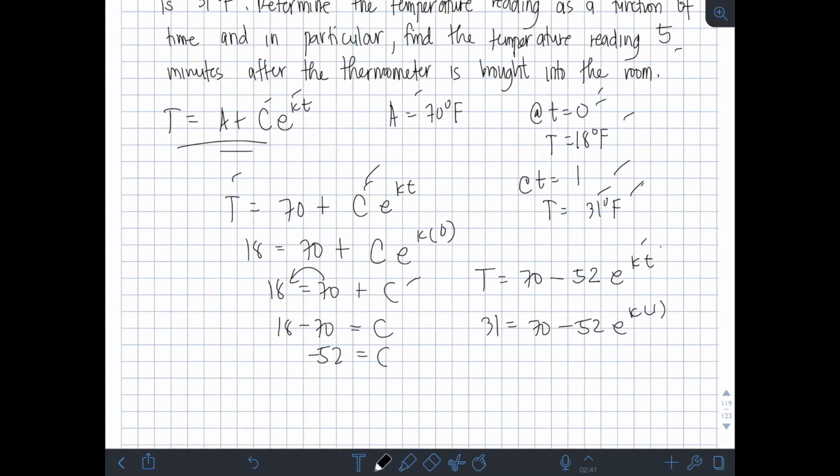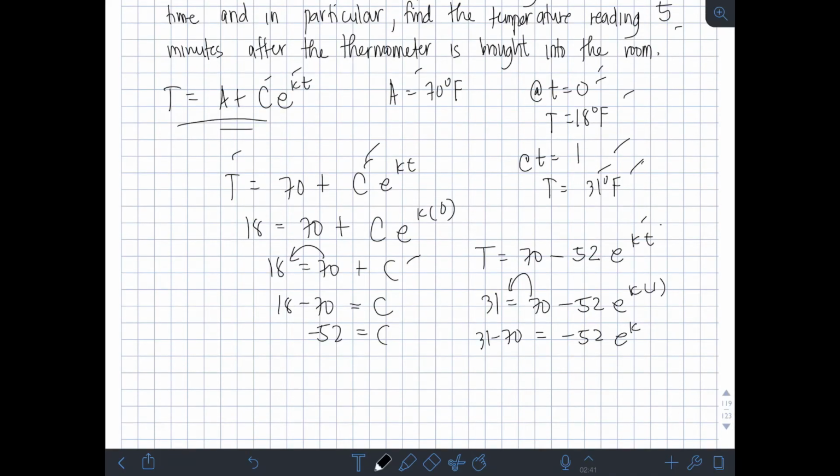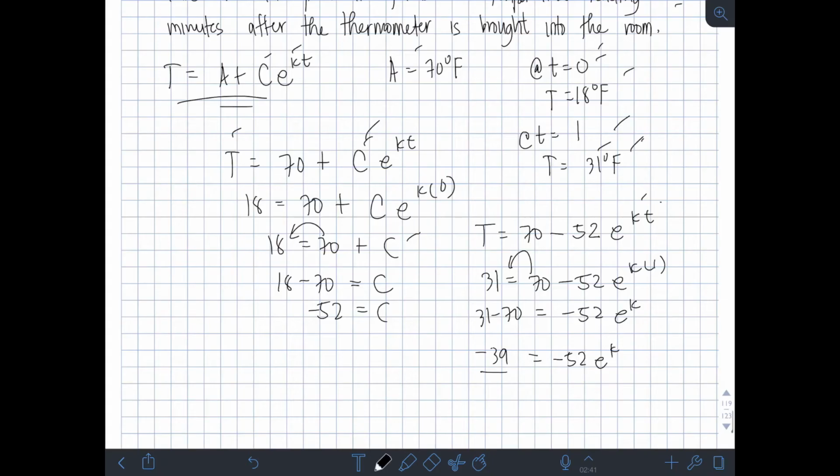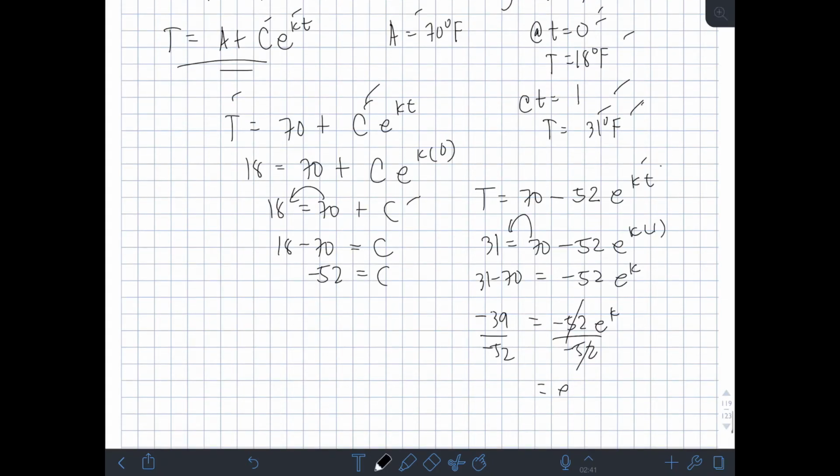So, we have, so transpose ko dito si 70. 31 minus 70 is equal to negative 52 E raised to K times 1 or K. So, 31 minus 70 is what? Negative 39 equals negative 52 e raised to K. Divide both sides by negative 52. So, we have e raised to K equals negative 39 over negative 52. Or positive na, right? And then, to solve for K, hanapin natin yung natural logarithm of both sides.